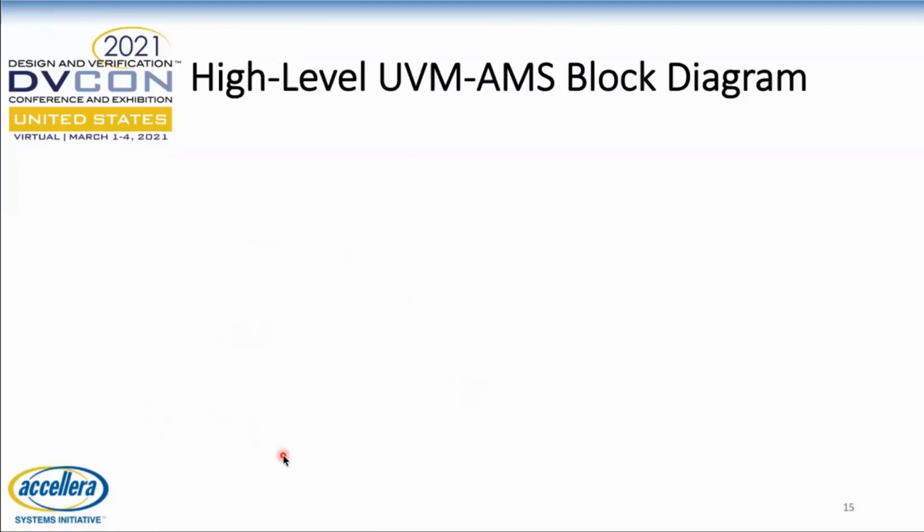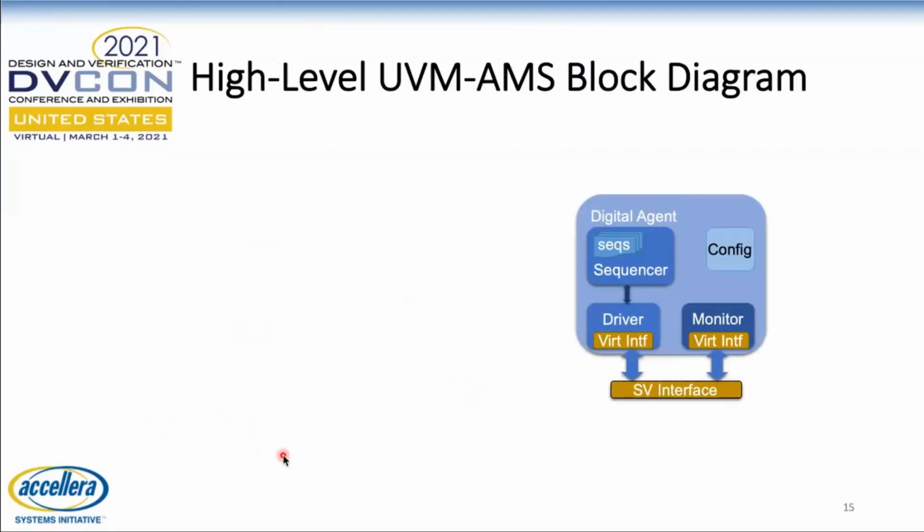With those high-level requirements in mind, let's look at the high-level framework for UVM-AMS next. Before we look at the mixed signal components of the UVM-AMS framework, let's first understand the three key components of a digital UVM environment. The first key component is called a digital agent, which has three elements: a driver, a sequencer, and a monitor. The driver element drives the DUT.